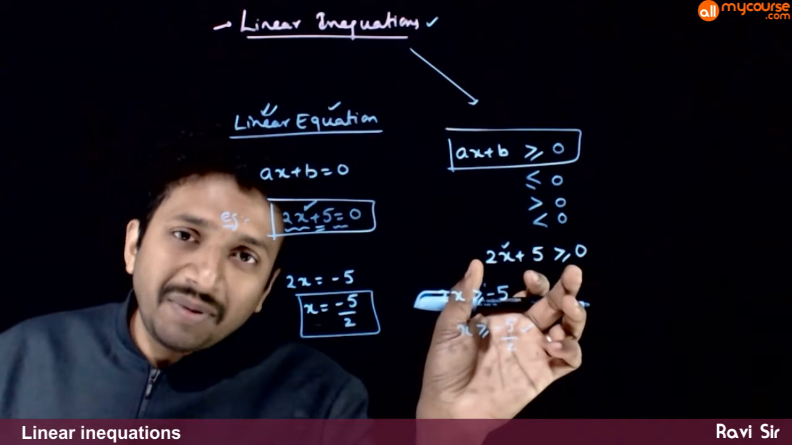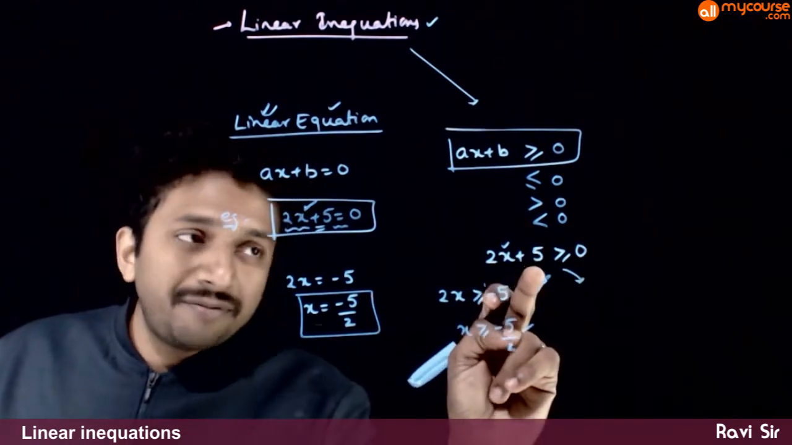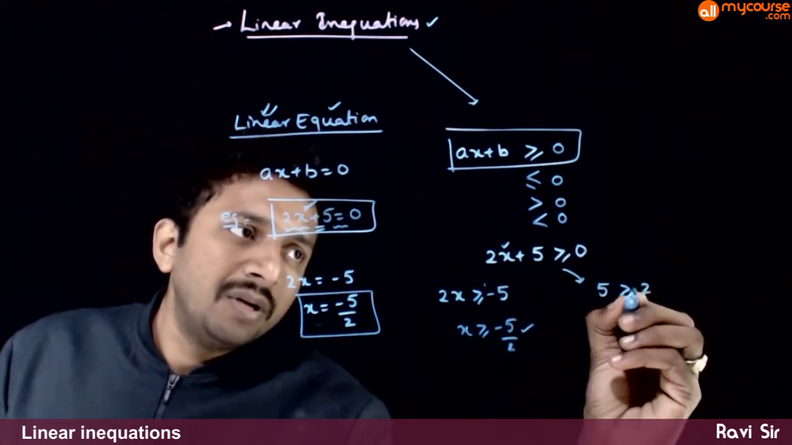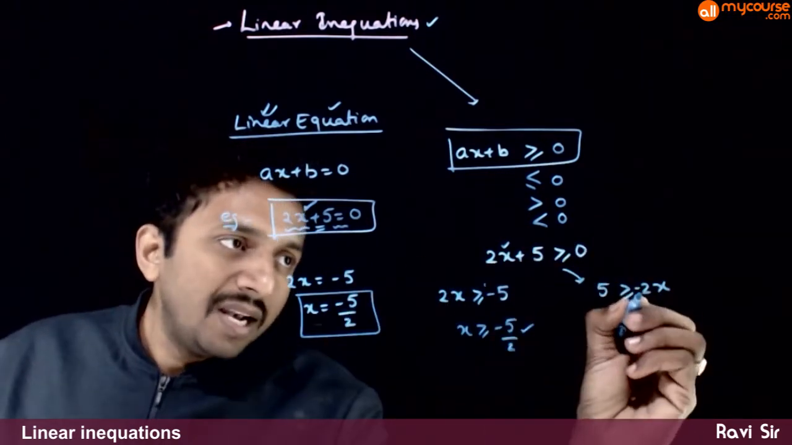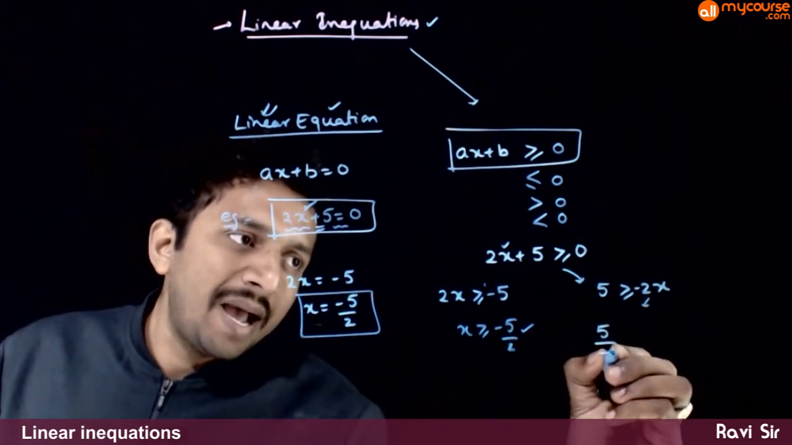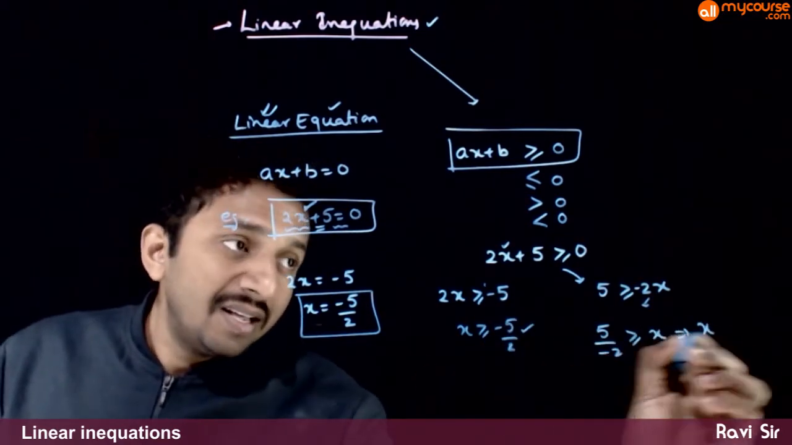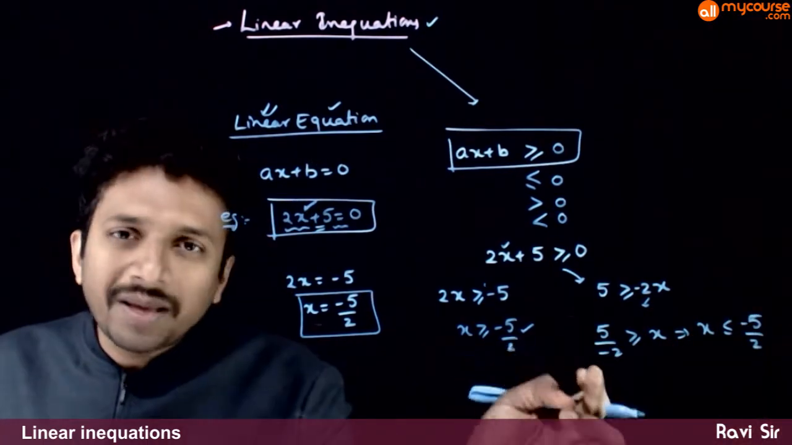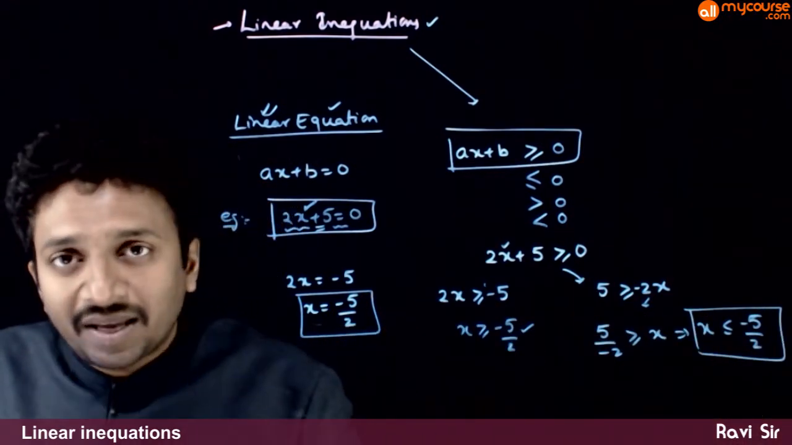Now let us do the same inequation in a different way. Instead of sending 5 onto that side, let us send 2x onto that side. That is, 5 is greater than or equal to minus 2x. If plus 2x goes onto that side, it becomes minus 2x. Now let us bring this minus 2 onto this side. So 5 by minus 2 is greater than or equal to x. This implies x is less than or equal to minus 5 by 2. So 5 by minus 2 is the same as minus 5 by 2. So you got the answer as x less than or equal to minus 5 by 2.